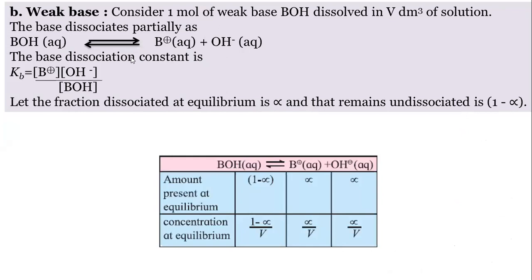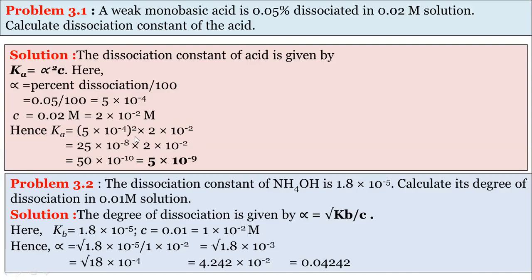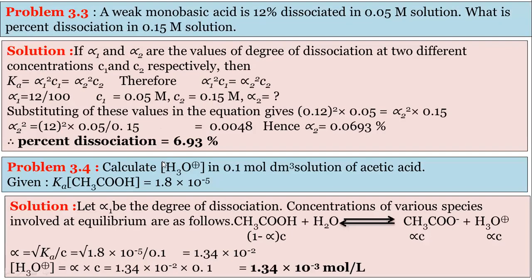So this is for weak acid, weak base. Both these derivations are very, very important. So the numericals on Ostwald dilution law are important. We already discussed these numericals.